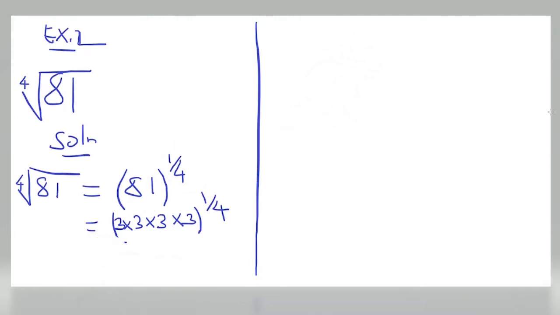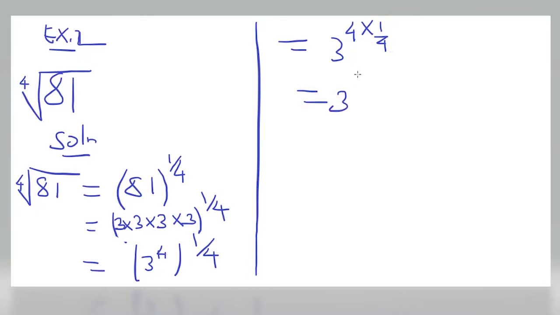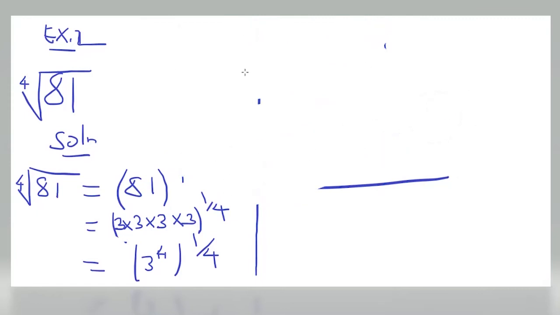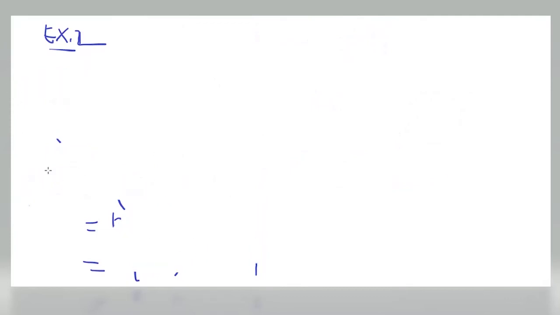So from here again, I can have 3 power 4, then bracket 1 over 4. Then take the 4 times 1 over 4, which will be equal to 1, because 4 and 4 will cancel and we have 1. Therefore, finally, the fourth root of 81 is equal to 3. Okay, that is another example, which is example number 3.